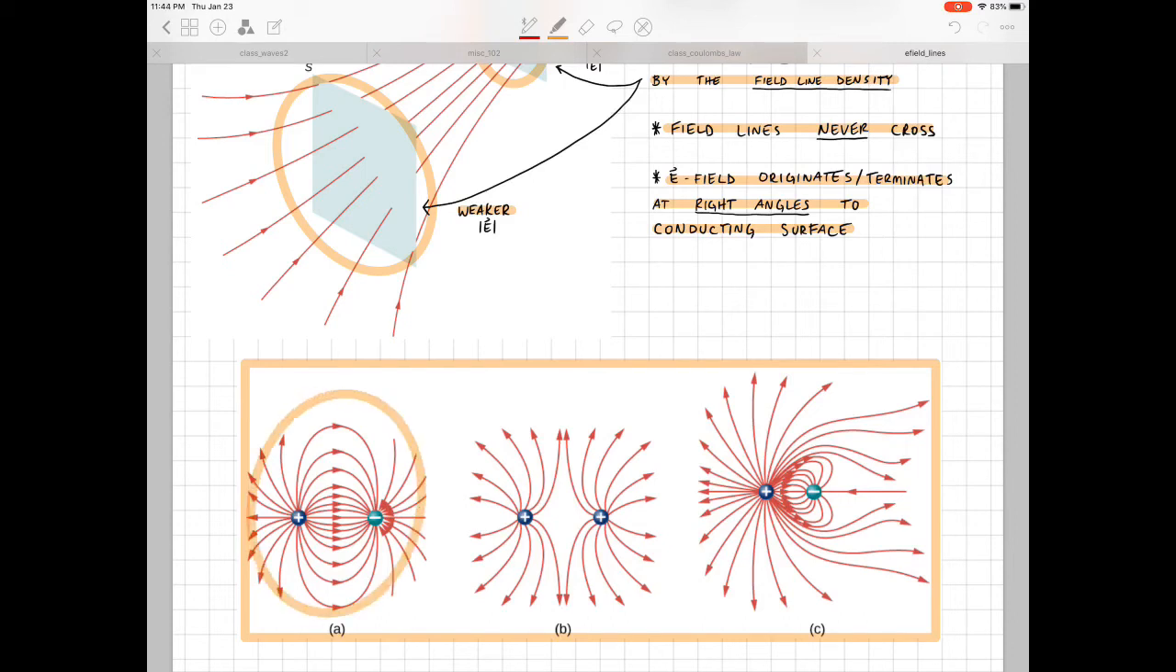So over here on the left, this is known as a dipole, where the positive and negative charge have the same magnitude. This is a setup where you have 2 positive charges, 2 like charges, and so the field lines look different. And then over here on the right, you've got a positive and a negative charge, but this isn't a dipole because the positive and negative charge are different amounts, they're different magnitudes.